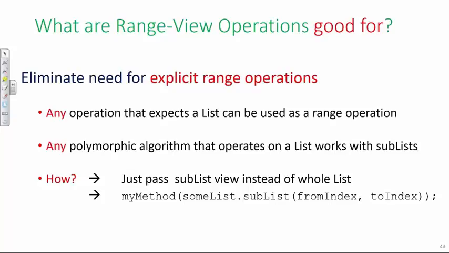The big advantage that this slide tries to convey is that because we have those sublists that return a view on an original list, we can pass a sublist anywhere we are using a list. That's the main idea. That means that any of the standard operations defined on list are going to apply here. Any polymorphic algorithm that expects a list is going to be able to work with your sublist.